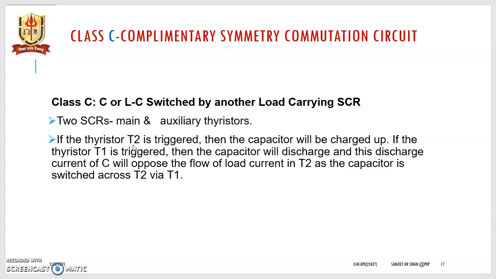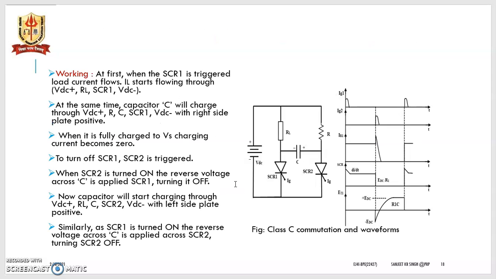So if the thyristor T2, the second thyristor, is triggered, turned on, then the capacitor will be charged. And if the thyristor T1 is triggered, then the capacitor will discharge, and this discharge current will oppose the flow of load current in thyristor 2 as the capacitor is switched across T2 via T1. So here we can understand the working of it, how it works.